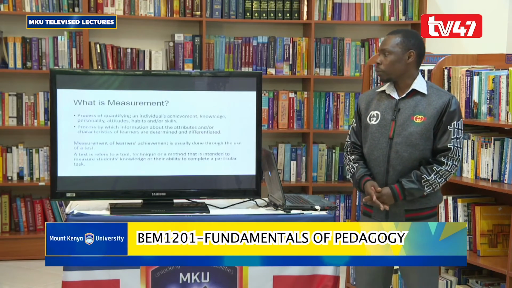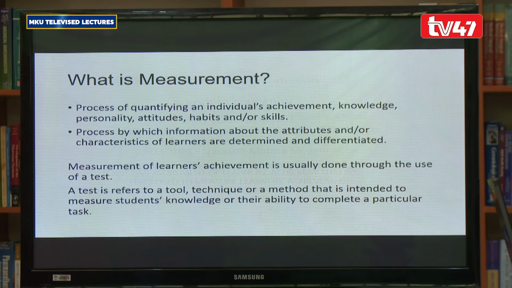So as a start, we shall define what measurement is and why we need to measure learner achievement. Now, measurement has been defined as the process of quantifying an individual's achievement, knowledge, personality, attitudes, habits, and/or skills. It has also been defined as the process by which information about the attributes and/or characteristics of learners are determined and differentiated. In other words, if you want to know the differences in achievement among learners in a classroom of, say, 40 learners, then the best way to determine their level of achievement is by use of measurement.